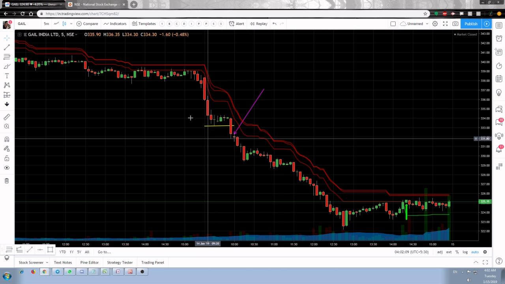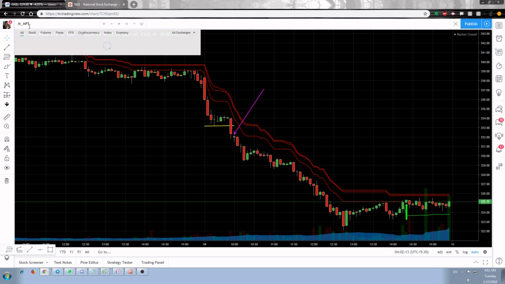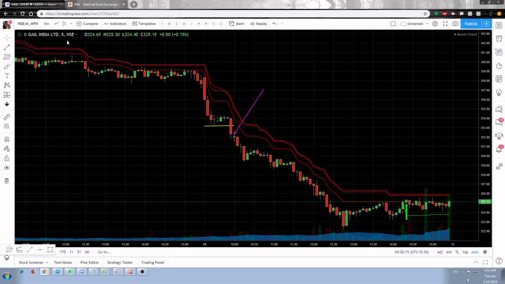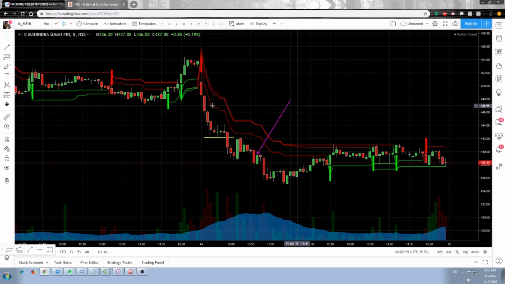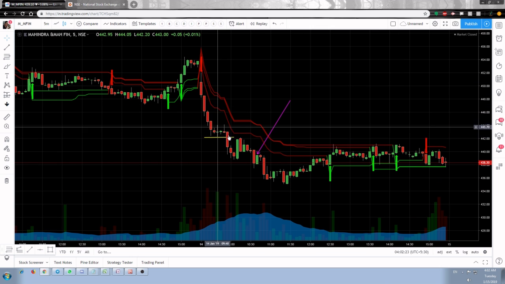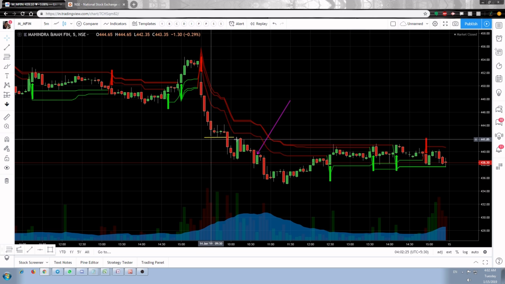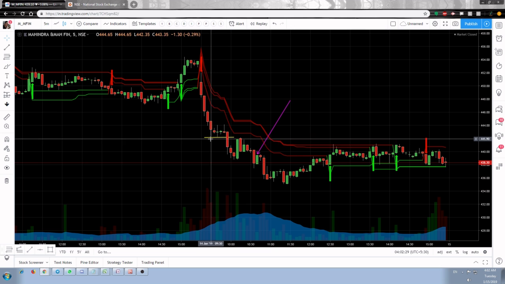So this was Gale, and this was traded today. And the second one was M&M Fin, Mahindra Finance it was. Okay, the same thing. A couple of big red candles initially. It went into the consolidation phase. This was the yellow line which I was waiting to be breached.